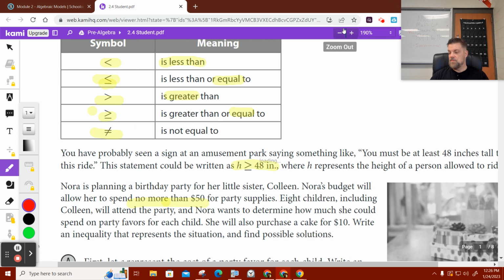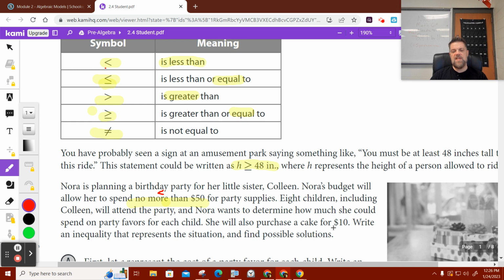I'm going to zoom in a little bit. So just based on that statement alone, I know that I'm going to have less than. Remember, going to the left is less than. 8 children, including Colleen, will attend the party. And Nora wants to determine how much she could spend in party favors for each child.